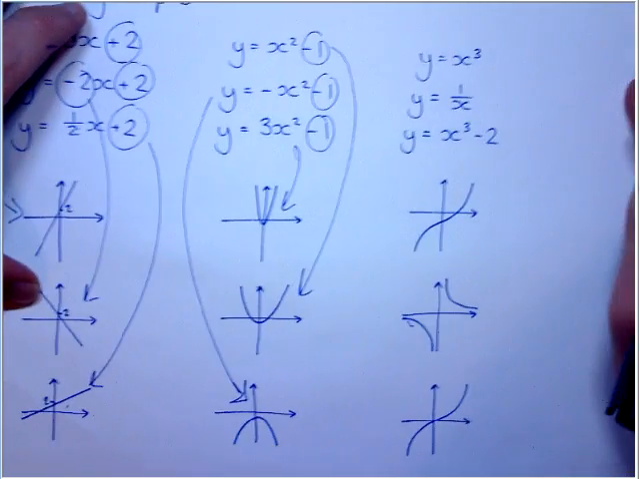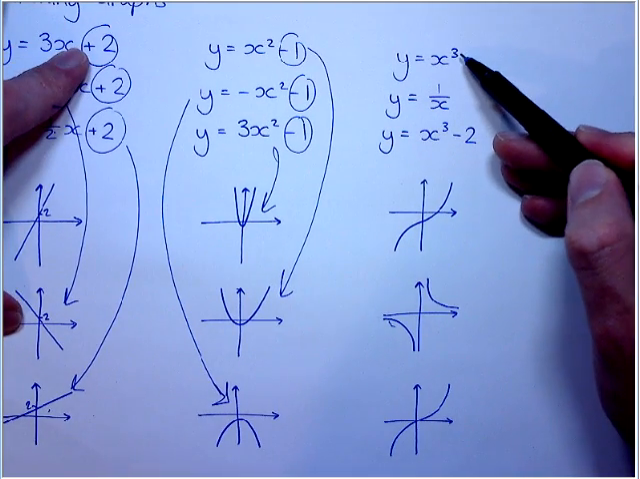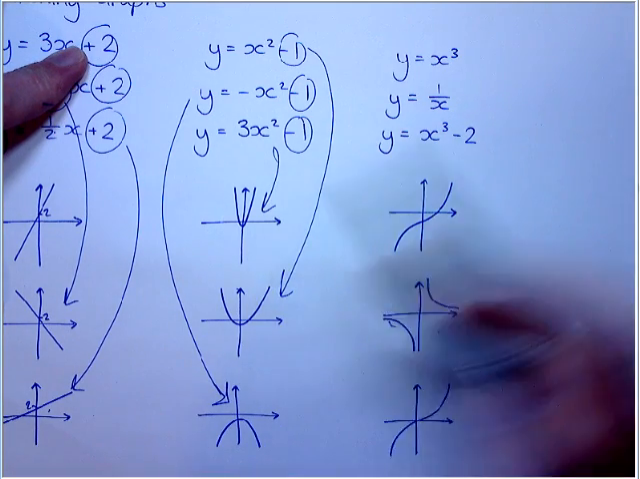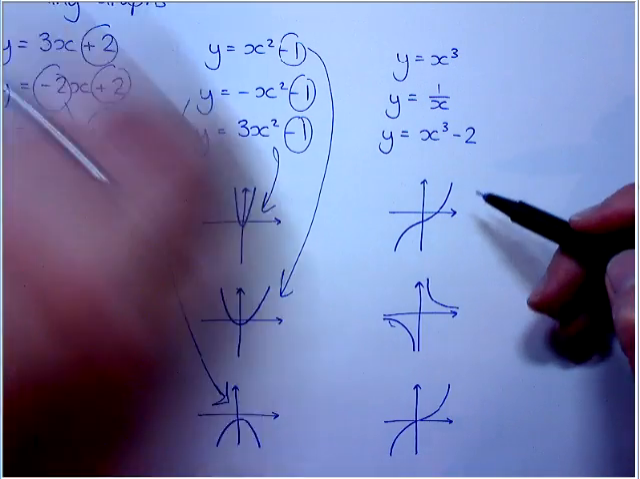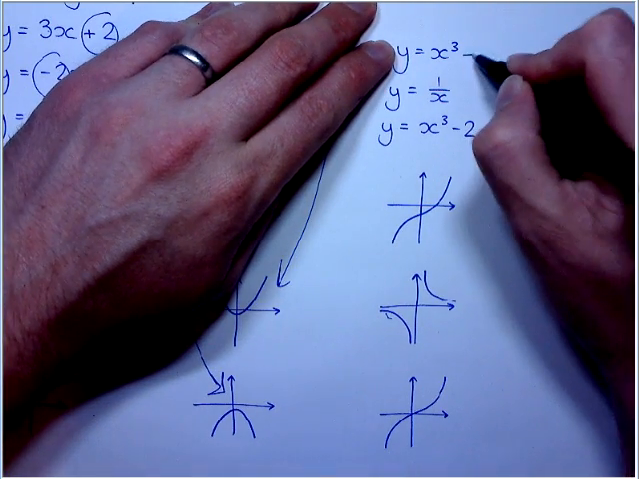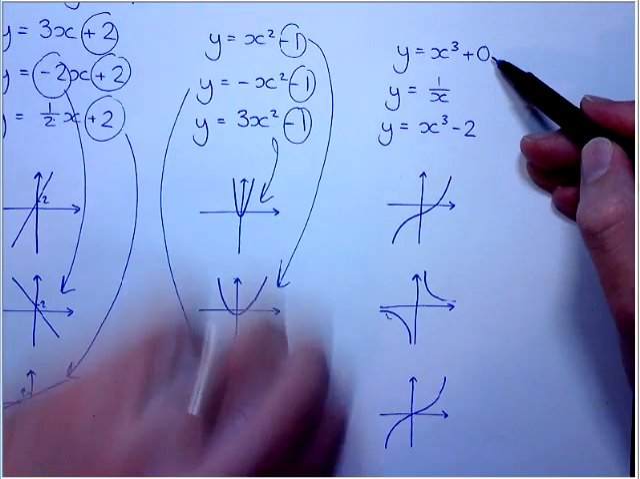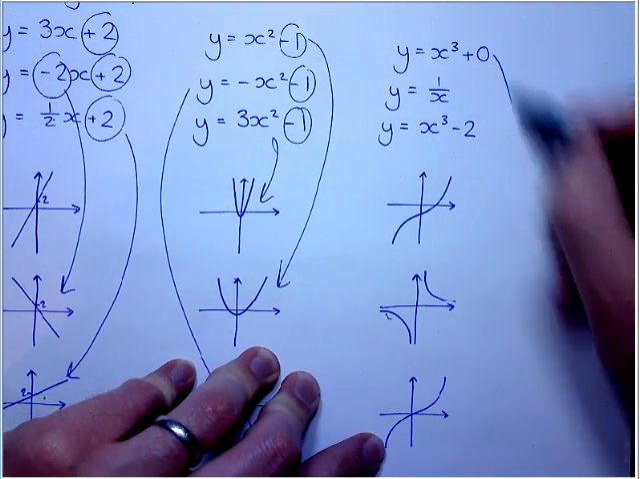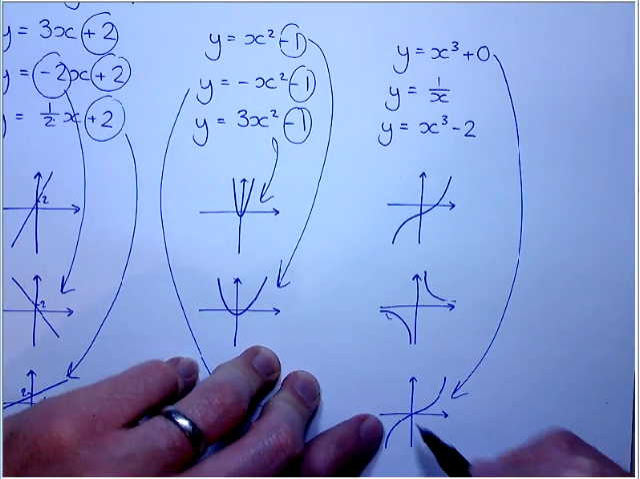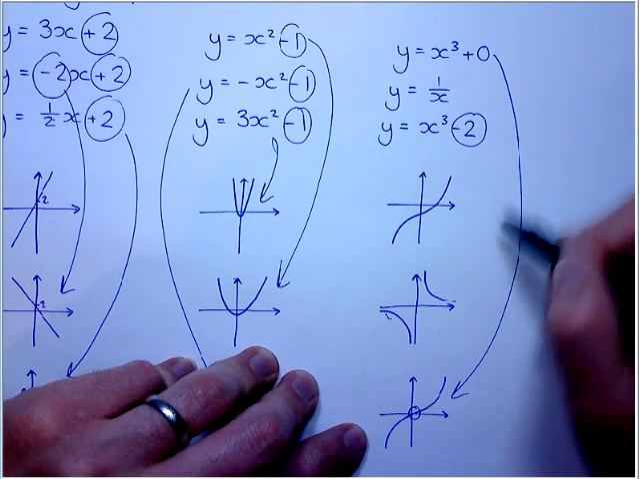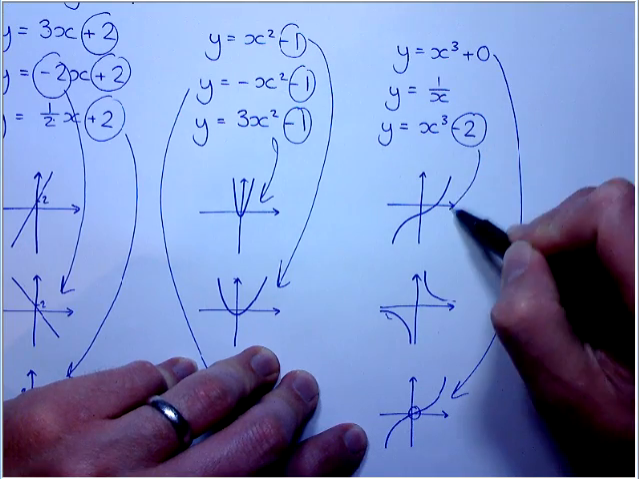Now when it's cubed, when it increases the power even more, it gets even more curvy. So it's a straight line, then it goes curvy, then it goes even more curvy. Now, this is technically plus 0, so the y-intercept is 0. And if you look down here, we have a y-intercept of 0. And therefore this one has a y-intercept of -2, so it's the same graph but 2 down.